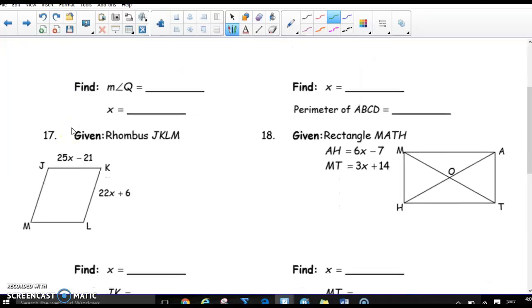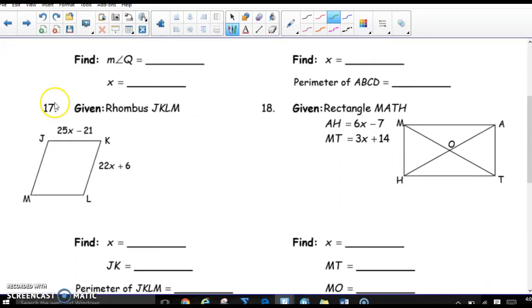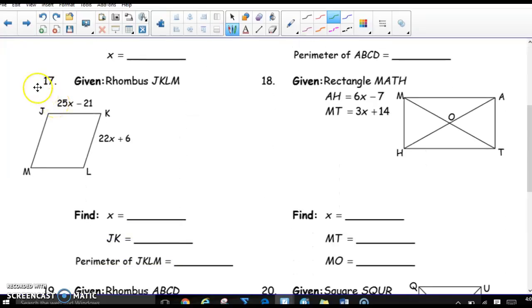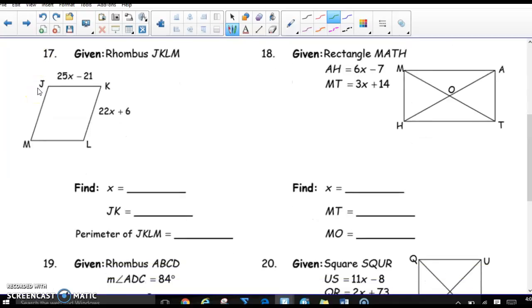We're going to go down to number 17 here. Let's look at the properties of a rhombus. And you're given some information. See if you can figure out the 3 questions. What is x, JK, and the perimeter of the shape? And then start it up again when you're ready.